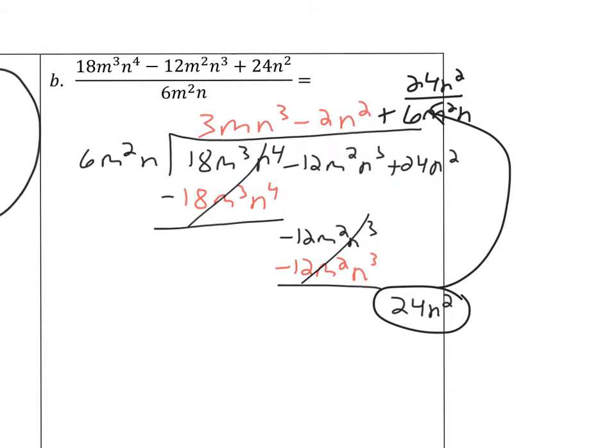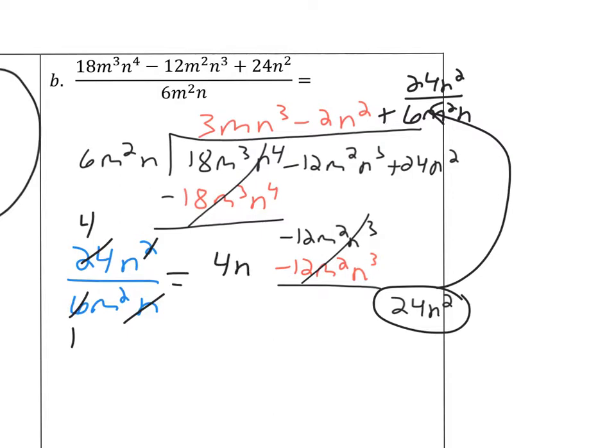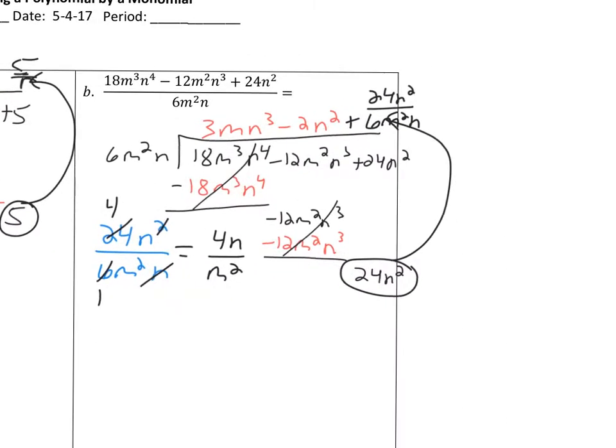Okay? And now what we're going to do is we're going to take this over and we're going to reduce it. So let's reduce that remainder there. 24n squared over 6m to the second n. Okay? Well, the 6 and the 24 reduce to 4 on the top, 1 on the bottom. There's no m's to reduce, but the n's can reduce. You can cross out 1 on the bottom and cross out that n to the first. So what you should have is 4n over m squared. Okay? So that's going to be what your reduced remainder is.